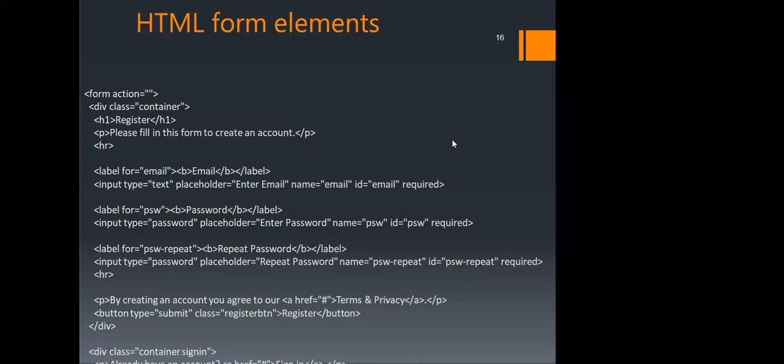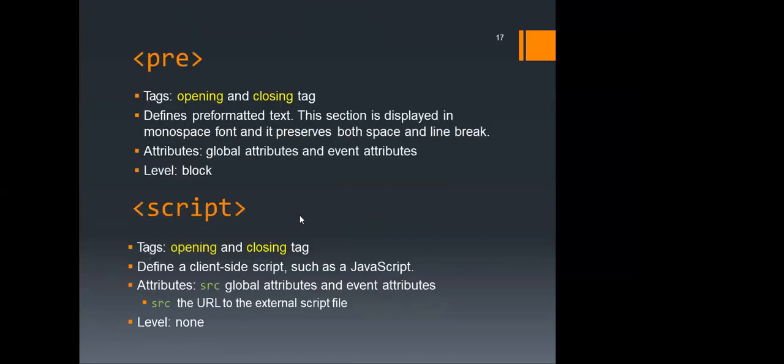We created one division with class container. Inside that we have a heading, Register, and the text, Please fill the form to create an account. Then a label for email. Just before this slide, I was telling you about the attributes. So label is an attribute, and input type is an attribute. The label is created for whichever field we are going to create. Placeholder: enter email. We are going to see this in the output. The pre tag is there, and a script tag is there.